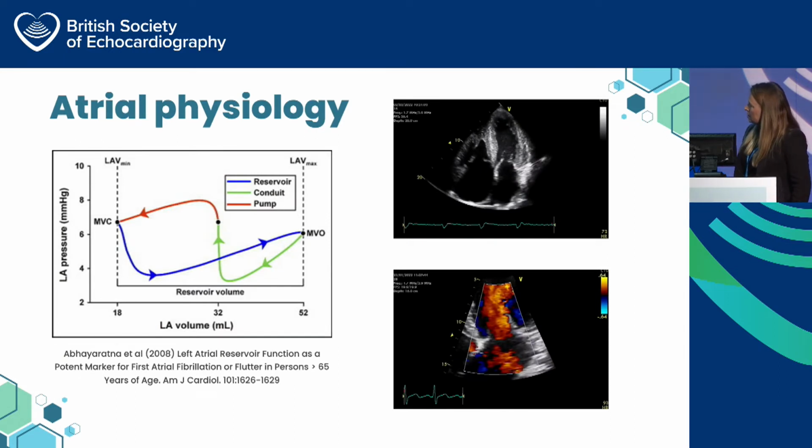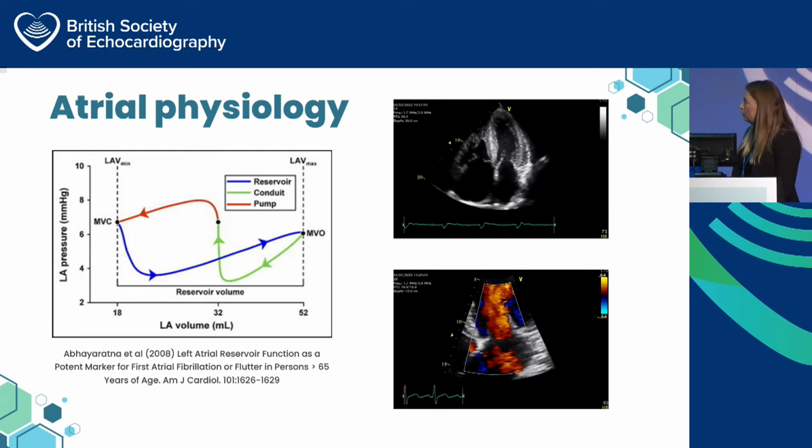So I want to start by talking about the atria and about atrial physiology in a little bit more detail, because I think understanding the physiology, what's normal, helps us understand how disease presents when we're looking at echo. So this looks a bit complex, but it's not. It's a pressure volume loop of the left atrium.